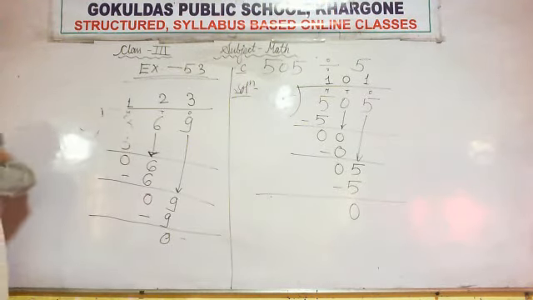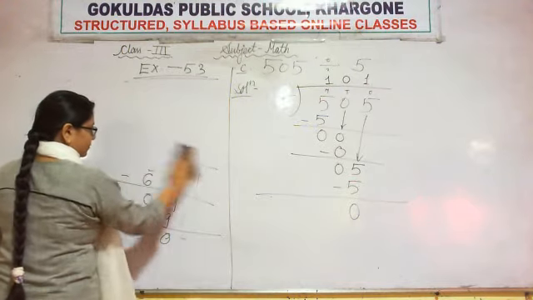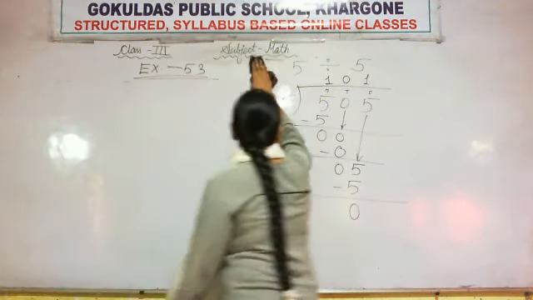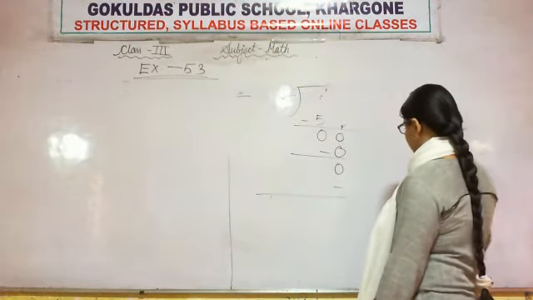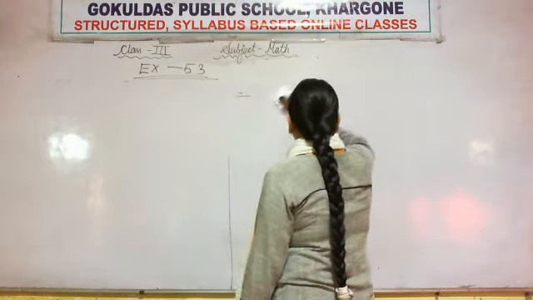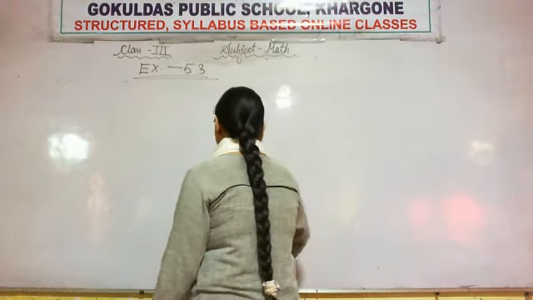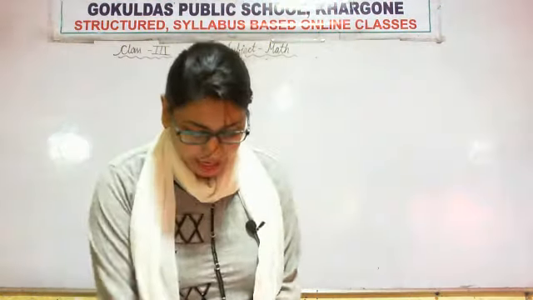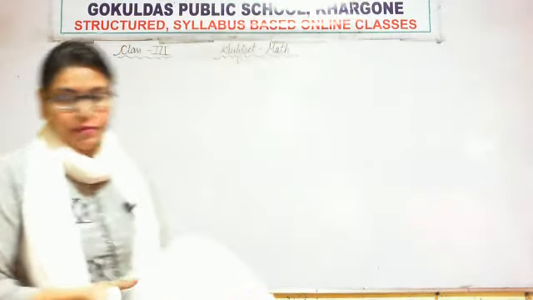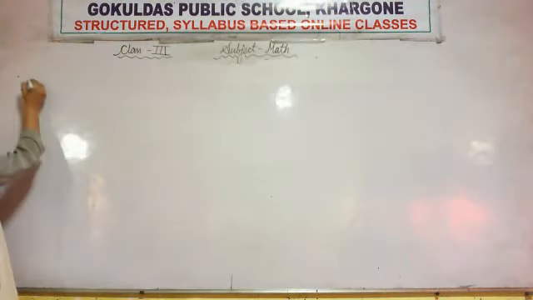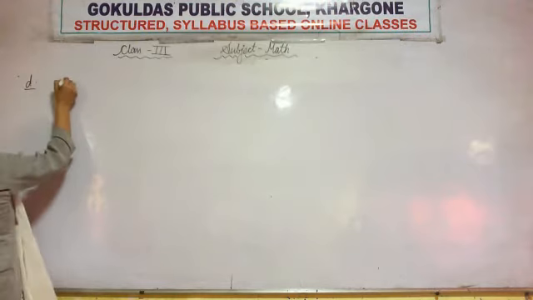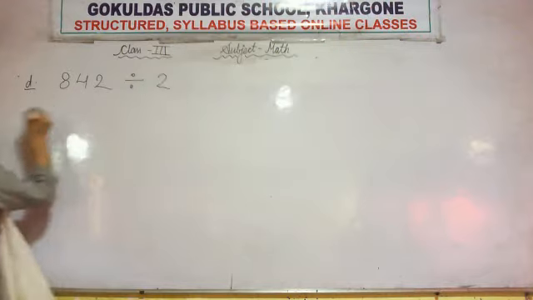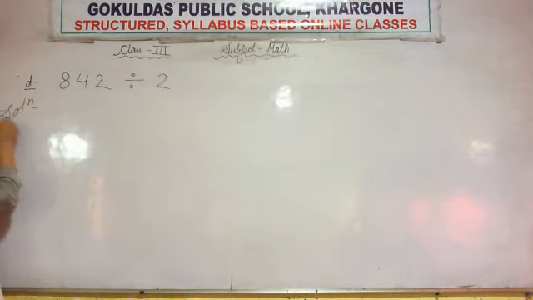Now the next question, question D. Just remember the multiplication cycle and tables of 2. Now the next question is 842 divided by 2, question D. 842 divided by 2 by the long division method.